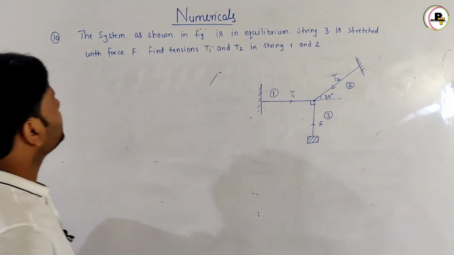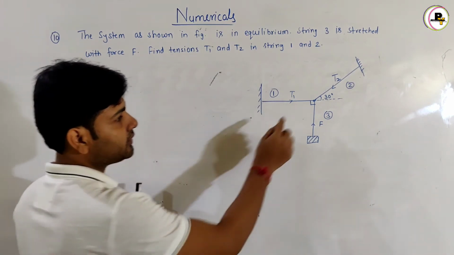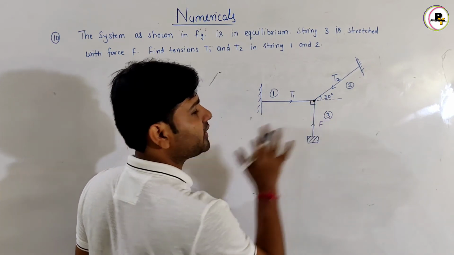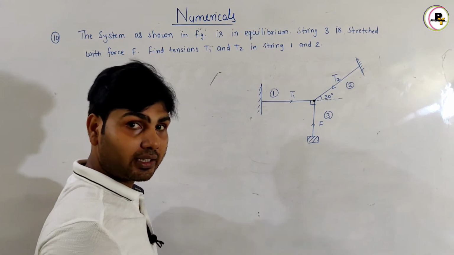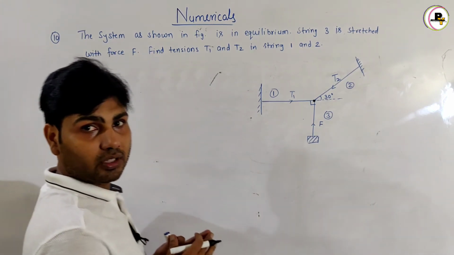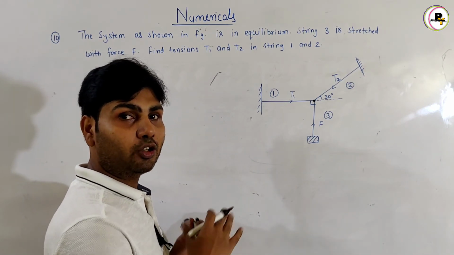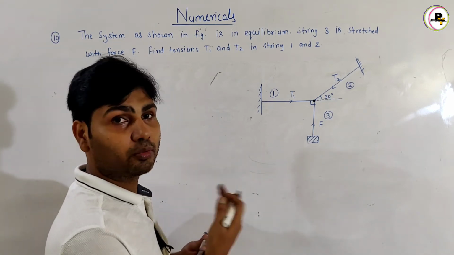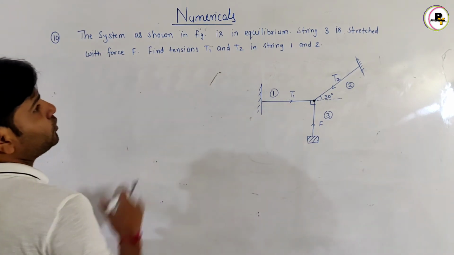Okay, so question number 10 is what? The system as shown in the figure is in equilibrium. That is, this node is not moving in any direction, neither in vertical nor in horizontal direction, neither along x-axis nor along y-axis. So it means the total force along x-axis and y-axis is equal to 0, or total forces along positive x direction and negative x direction are balancing each other, and along positive y direction and negative y direction are balancing each other.